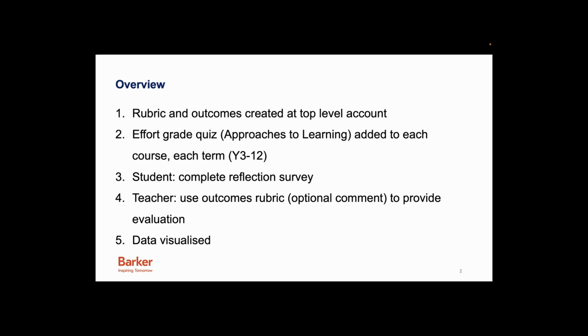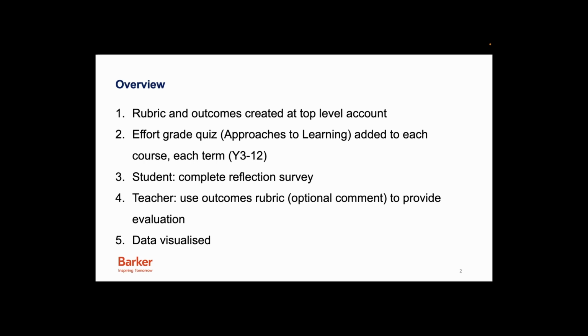Right at the start when we established this system, before we even started the term, we created a rubric and a set of outcomes at a top level account. In our sub-account structure in Canvas, we have a secondary school and our junior school. So the effort grade language changes a little bit between the schools to make it more suited to the specific age levels of the students. We created the outcomes and the rubric at those top levels, so that anytime we use them, it's always pointing back to that one main source of information.